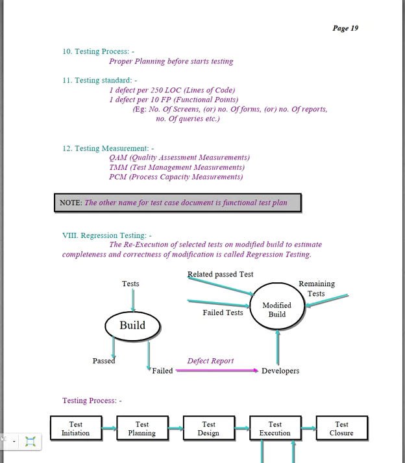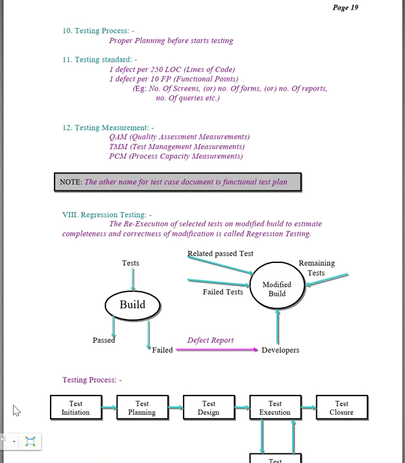Then what is regression testing? The re-execution of selected tests on a modified build to estimate completeness and correctness of modification is called regression testing. In short, if some functionality has been changed due to a defect, we will be doing regression testing to make sure that it does not impact any other areas in the application.